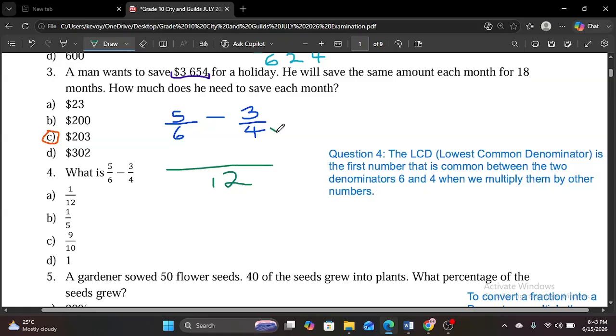Because if I multiply 4 by 3, I'm going to get 12. And if I multiply 6 by 2, I'm going to get 12. So that's my lowest common denominator. All right, so that means that for this new numerator now, anything that I multiply at the bottom, I have to multiply by the top. So if I multiply the 6 by 2, I'm going to multiply the 5 by 2 as well. So 2 times 5, that's going to be 10 minus. So if I multiply the 4 by 3, I'm going to have to multiply the 3 by 3 as well.